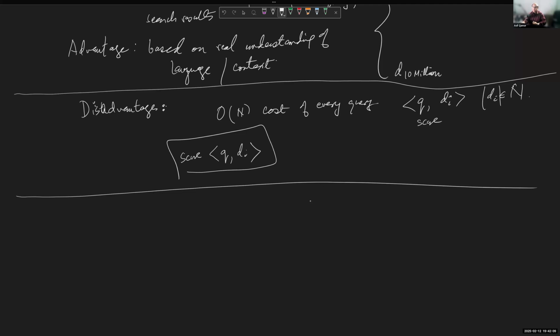Each of them is order one, but for every query you have to do it n times. So that should be order n, except the question is, what is the prefix to the order n? What is the cost of each compute? The cost of each compute for a neural search is prohibitively high. You can't scale it. That's the problem.